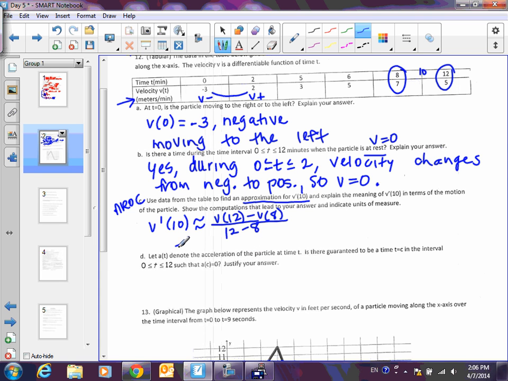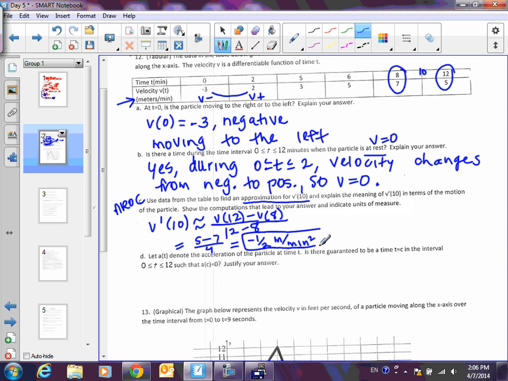Okay, so that's going to be v of 12 is 5. V of 8 is 7. So this ends up being negative 2 over 4 or negative 1/2. And we need to use our units. So if you picked up that we're finding acceleration, then the units should be easy. It should be meters per minute squared.